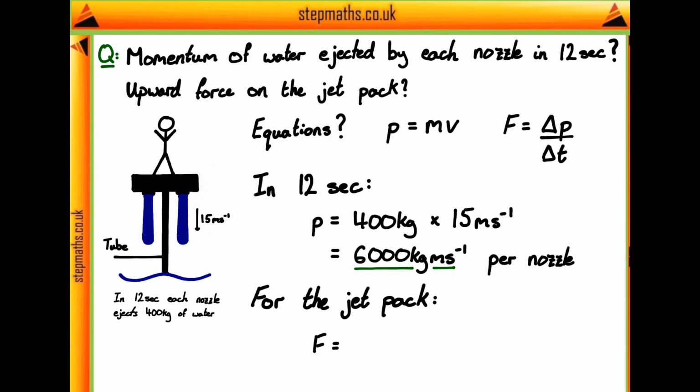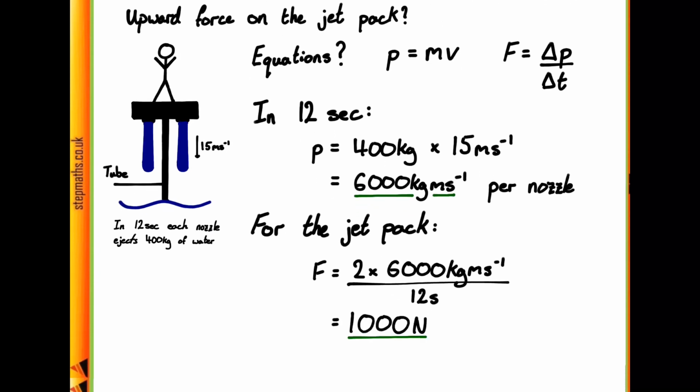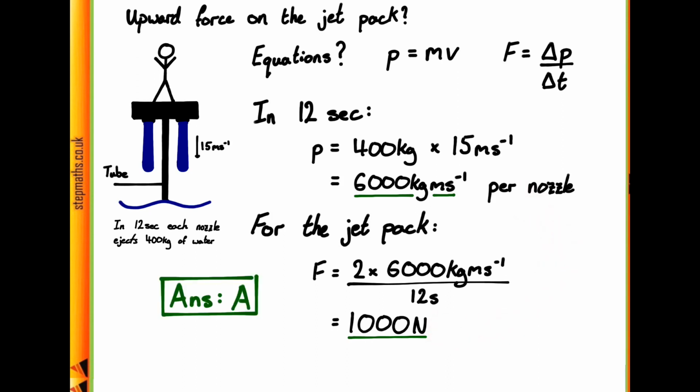So the change in momentum against the jetpack is going to be exactly the same as the change in momentum that we calculated before, but we have to remember that this is per nozzle and that there are two nozzles. So the change in momentum of our jetpack is going to be equal to 2 times this change in momentum divided by the time it takes for this change in momentum to occur. So 2 times our 6,000 kilogram meters per second divided by our 12 seconds. We can go ahead and work this out, and it should give us a force of 1,000 newtons. So if our change in momentum is 6,000 kilogram meters per second per nozzle, and the force on the jetpack is 1,000 newtons, this is going to correspond to answer A given in the question.